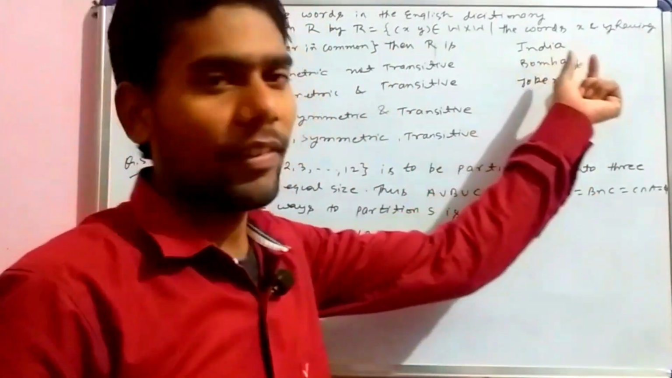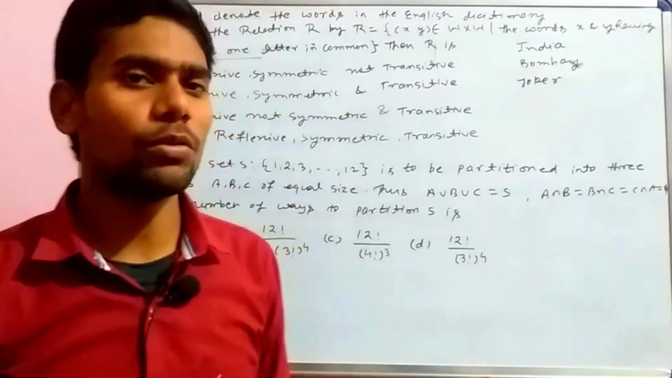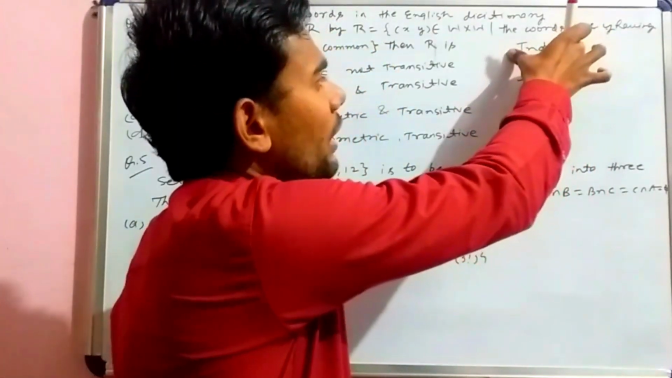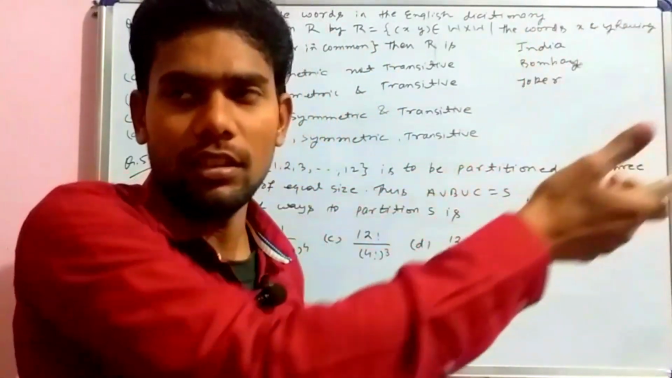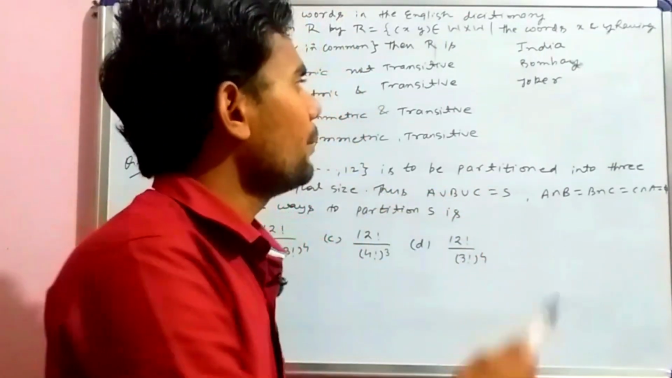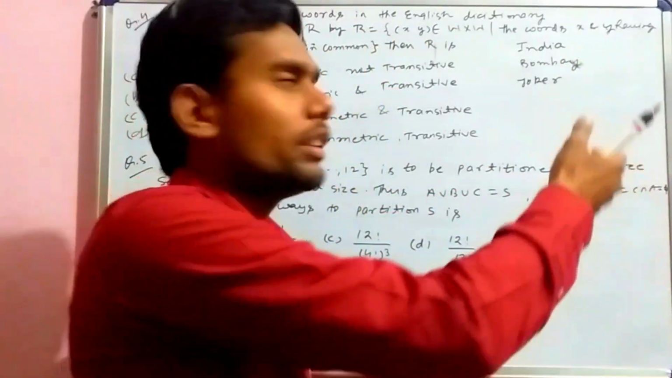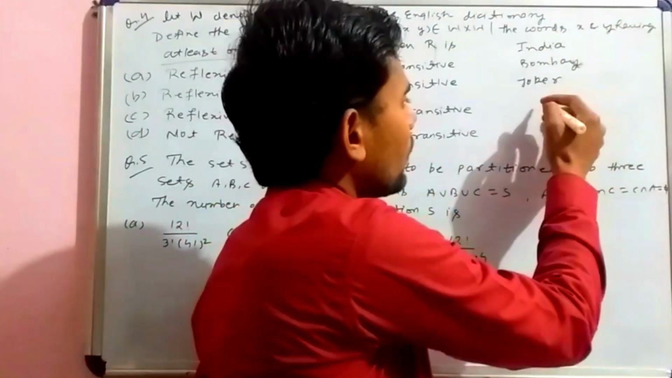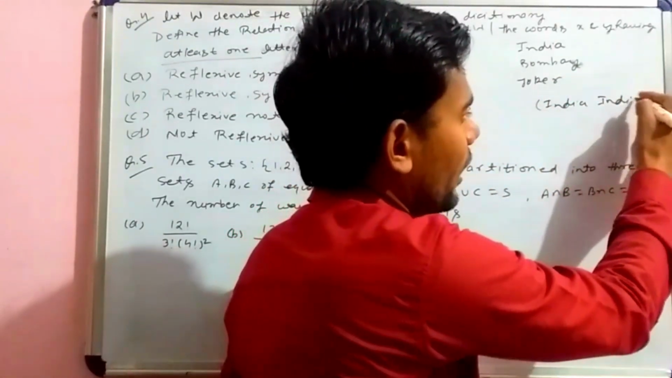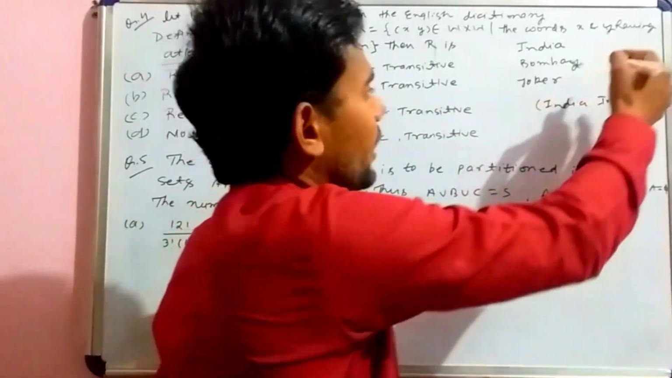First we check reflexivity. Reflexivity means every element of the set is related to itself. If we choose any element, India is related to India itself, because x and y have at least one letter in common. At most all letters are common, so it is reflexive.